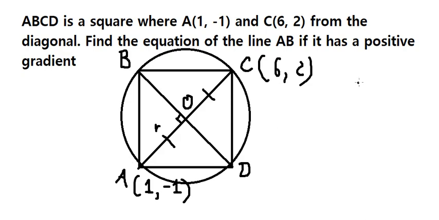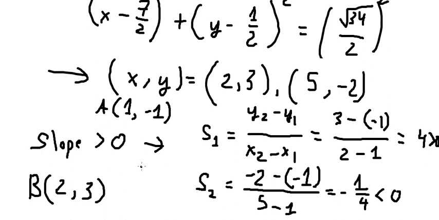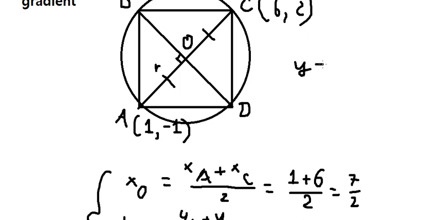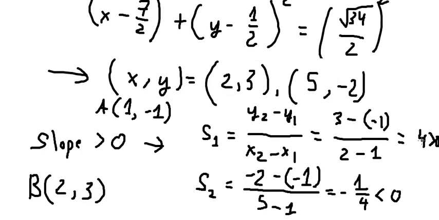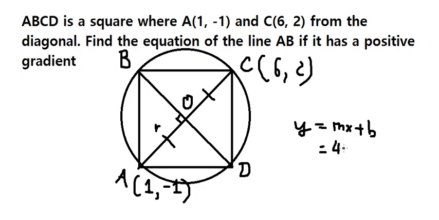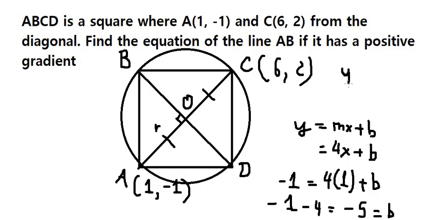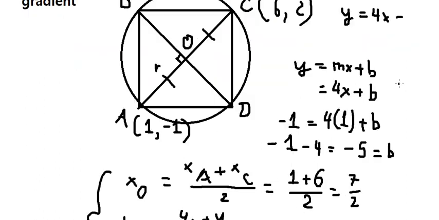So we can find the line AB in here. So we have the slope that is 4. So I will use y equals mx plus b. So we know that m equals 4. We put 4 in here. Now I use (1, -1) for x and y. So I will put 4 here, and we have negative 4 and we have negative 5 for b. So we have y equals 4x minus 5.